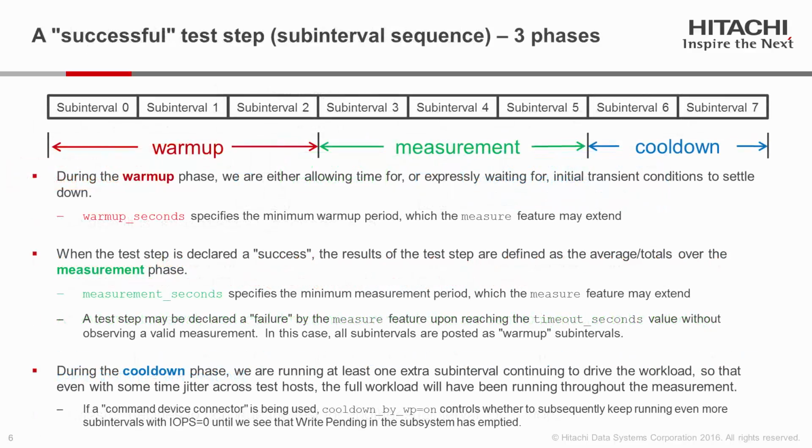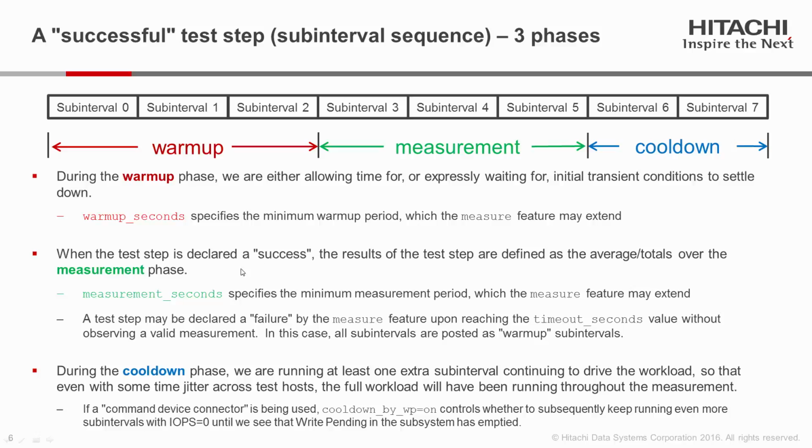Then the next thing to show is that a successful test step, and a test step is a subinterval sequence, has 3 phases. There's a warm-up phase, there's a measurement phase, and there's a cool-down phase, and each of these is comprised of subintervals. During the warm-up phase, we're either allowing time for or expressly waiting for initial transient conditions to settle down. And there's a warm-up seconds parameter which specifies a minimum warm-up period, which, if we use the measure feature, may be extended to wait for initial transients to die down.